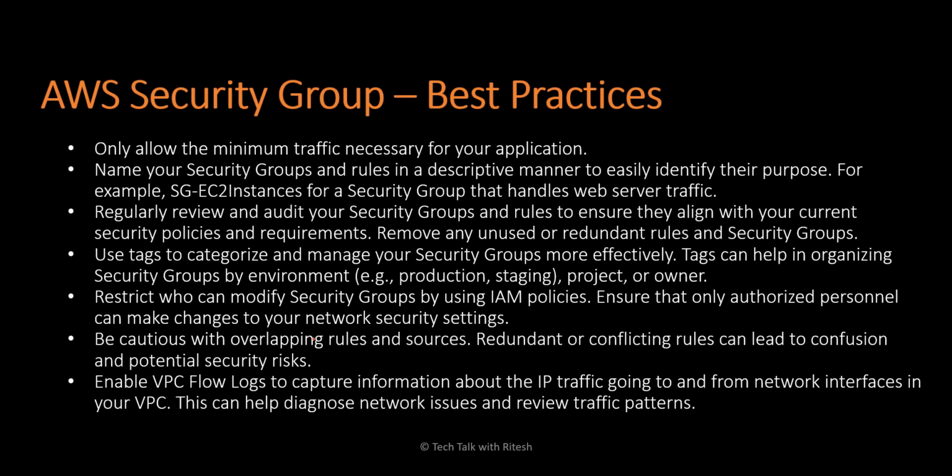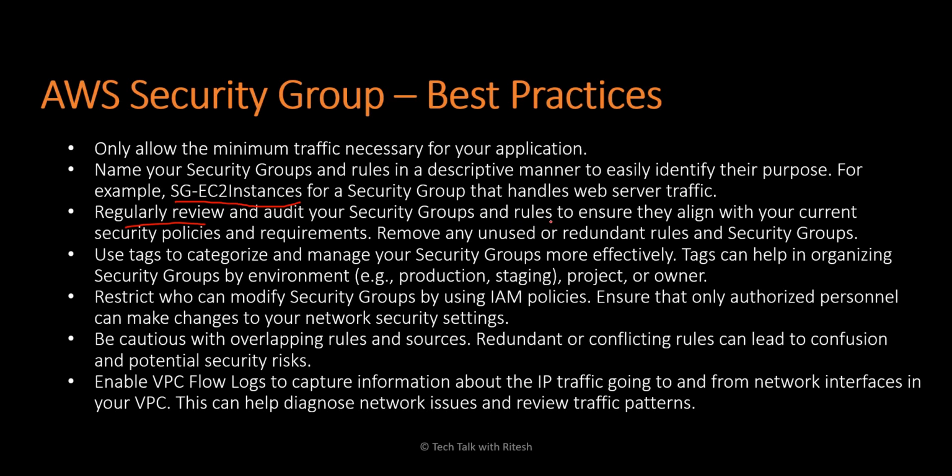Now, best practices. A few best practices I have pointed out here. Only allow the minimum traffic necessary for your application. Okay, whatever is required, only allow that. Name your security group and rules in a descriptive manner to easily identify their purpose. For example, SG EC2 instance means this security group is created to handle EC2 instances. So it is a good practice that whenever you create, not only a security group but all other resources also, we give some meaningful names so that it is easy to identify later on.